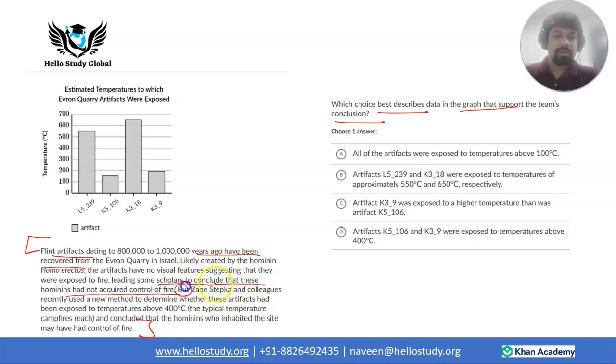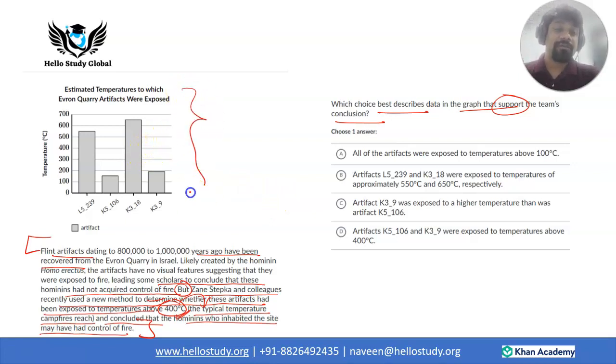Okay, but now there is a keyword of contrast, so some opposite information would be there. Zane, Stepka and colleagues recently used a new method to determine whether these artifacts had been exposed to temperatures above 400. And regarding that, the argument says that's the typical temperature campfires reach. So the temperature where the fire happens is 400 degrees Celsius, and they concluded that hominins who inhabited the site may have had control of the fire. And we have to support this. You have to say that yes, they may have had control of the fire.